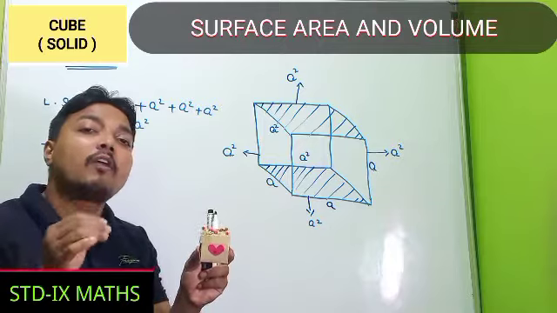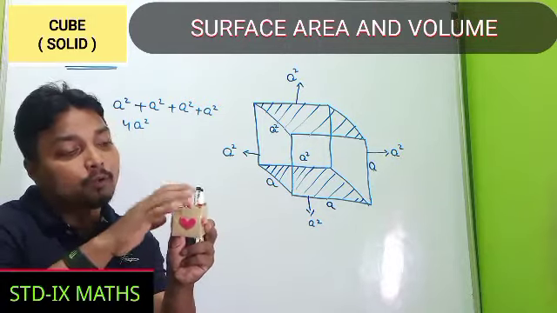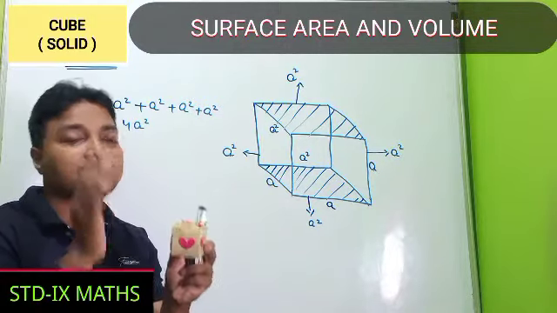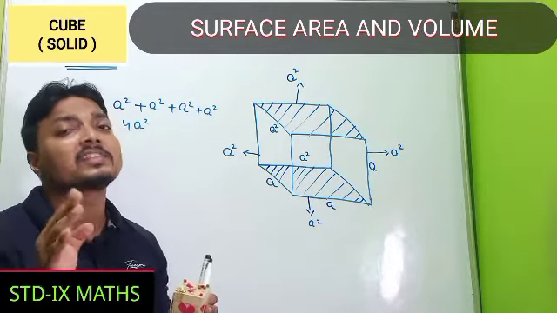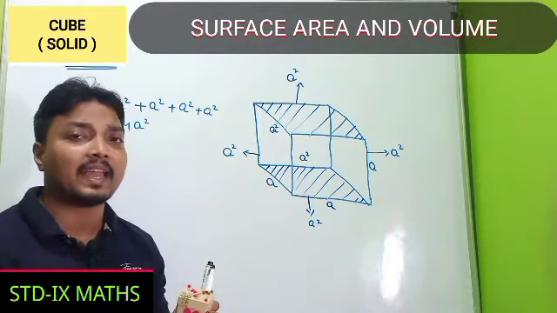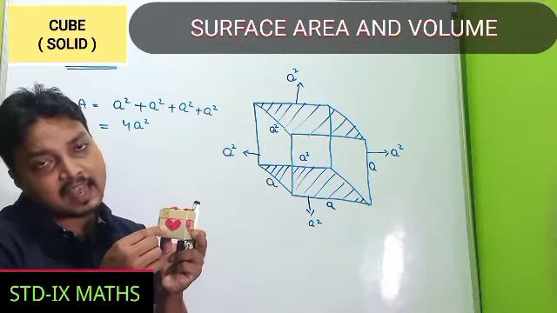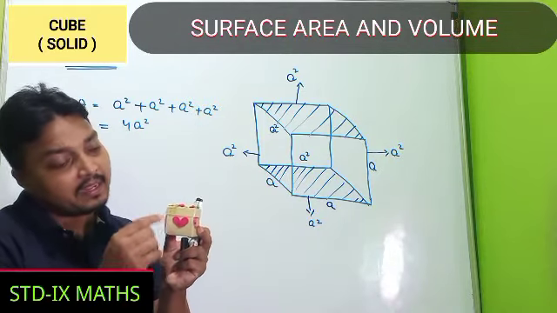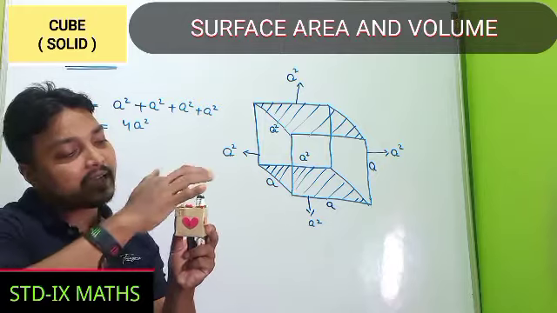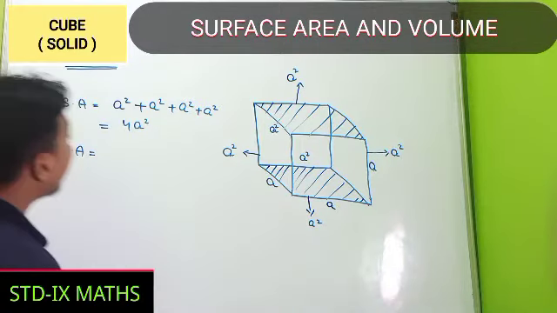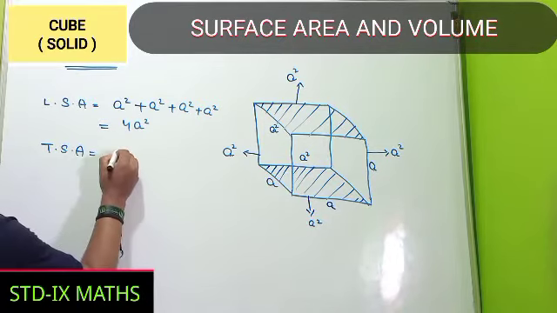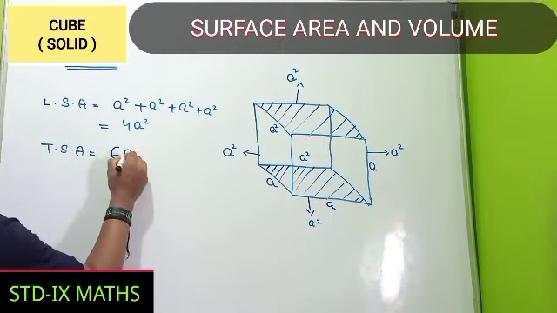Otherwise, the area of all its faces, 1 2 3 4 5 6, the sum of its 6 identical face areas, is called our total surface area. As each of its faces has an area, it is a square, a square, a square, a square, a square, a square. So directly I can write the total surface area as 6a square.